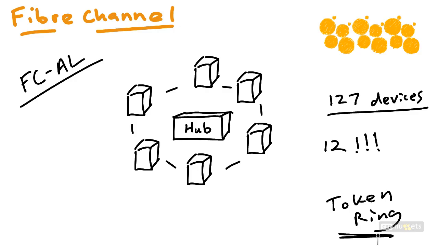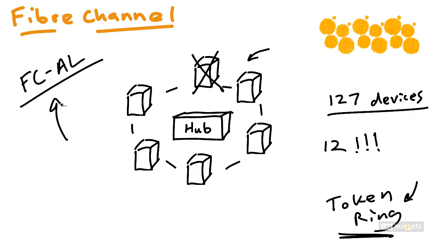Another issue with the loop, just like we would find in a token ring type environment, would be how susceptible this environment was to a device failure. If we had one of our hosts, one of our initiators in the loop fail, we could have many, many different devices impacted by that failure. So kind of a second generation topology, if you will, the Fibre Channel arbitrated loop.